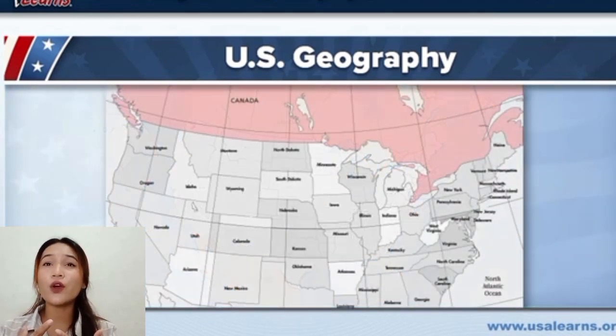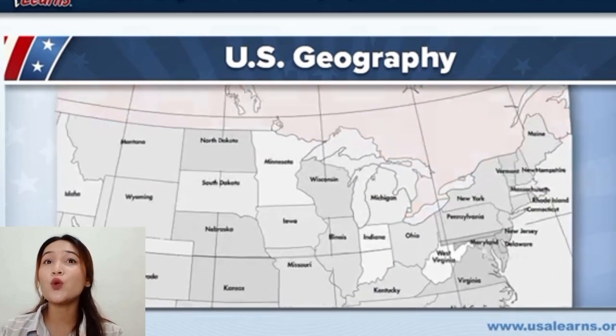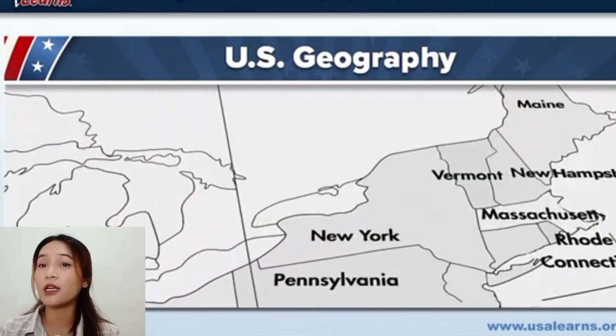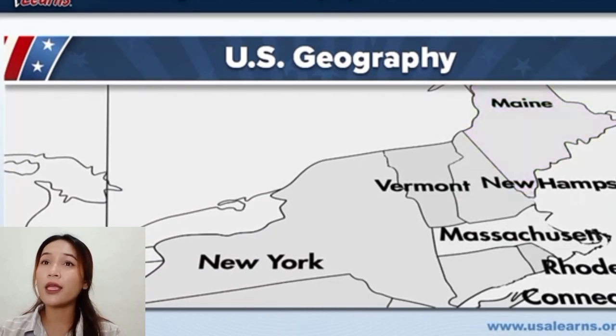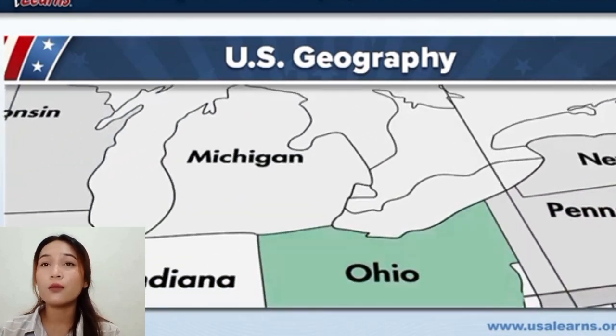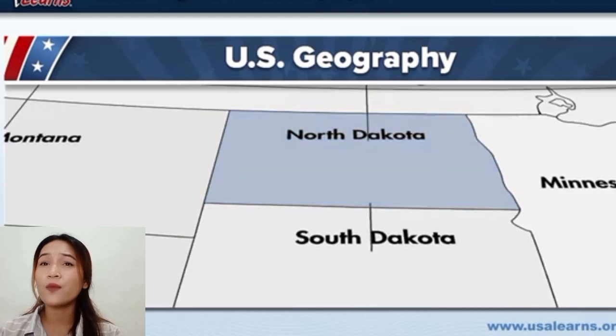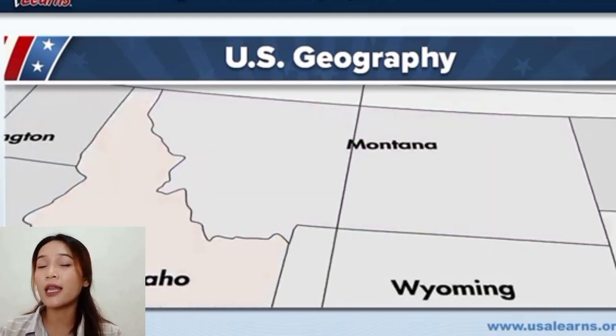Canada is a country located in the north of the United States. There are 13 US states that border Canada, namely Maine, New Hampshire, Vermont, New York, Pennsylvania, Ohio, Michigan, Minnesota, North Dakota, Montana, Idaho, Washington, and Alaska.